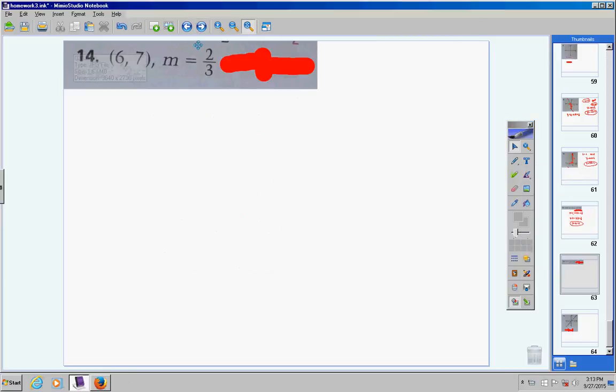Moving on to number 14, notice once again they give us a point and the slope. Anytime you're given the point and a slope and you're asked to write a linear equation, we're going to use y minus y1 equals m times x minus x subscript 1, okay? So, y minus a y value, my y value is 7, y minus 7. My m is 2/3. x minus an x value, x minus 6.